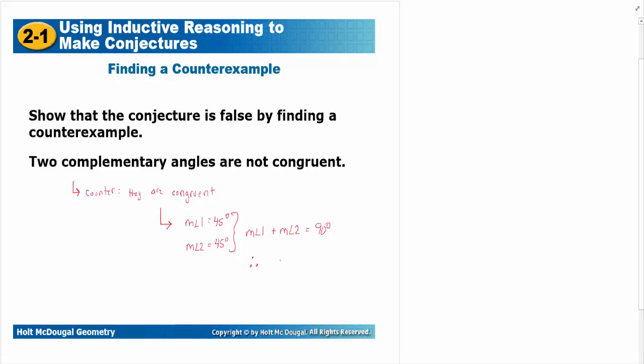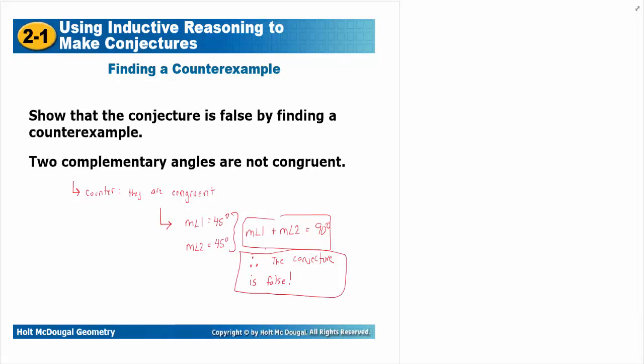Therefore, the conjecture is false. It's not true. There's my counterexample. There's my statement. Mic drop. You just proved them wrong.